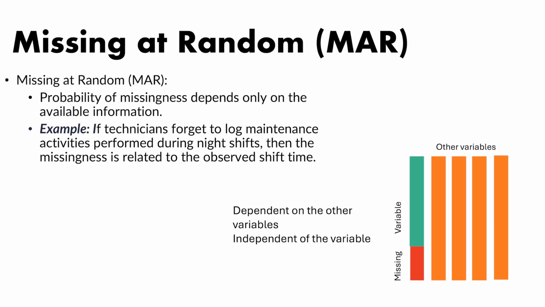Missing at random, MAR. Data is MAR when the missingness can be explained by other observed data, other variables. The gap can be adjusted if the relationship between the missingness and the observed data is correctly modeled. For example, in maintenance records, if technicians forget to log maintenance activities performed during night shifts, then we know that the missingness is related to the observed shift time, and then we can consider that the missing data is MAR.